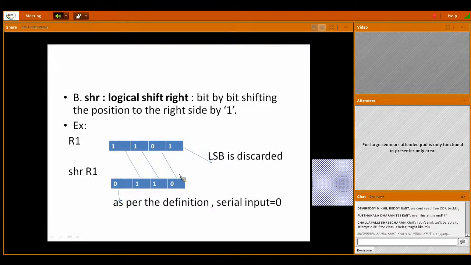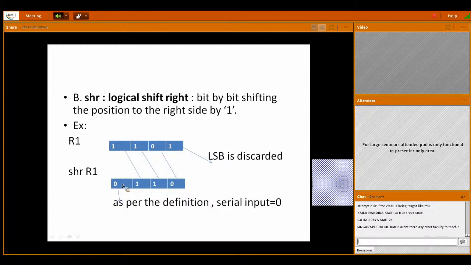1, 1 and this 1. When you move the bits to the right side, you have this LSB bit position, and it is filled with this 0. You can discard the LSB bit of the original data. And your MSB bit is not having anything initially. So, as per the definition of logical shift, a serial input of 0 is transferred at the MSB bit position.